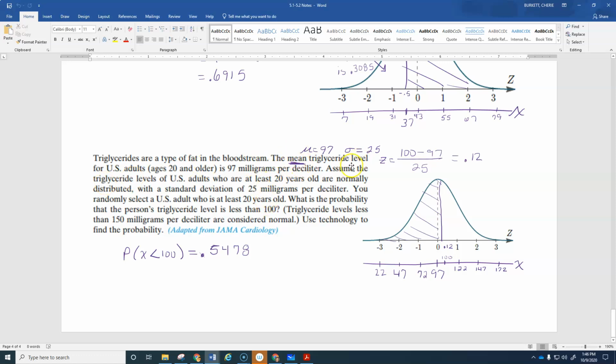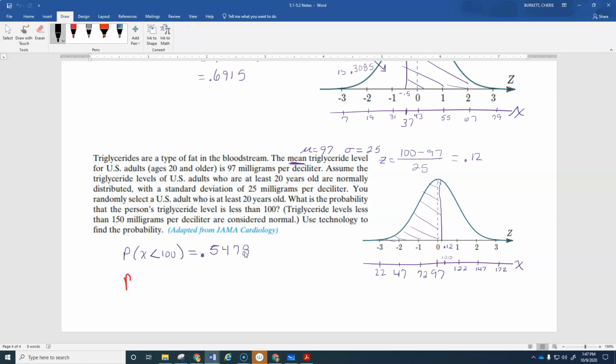And then this last one right here, you read the problem. The average triglyceride level is 97. Normally distributed, they're telling you it's normally distributed. The standard deviation is 25, and they want to know what's the probability that a person's triglyceride level is less than 100. So the probability that X is less than 100. Remember, the probability that X is less than 100 is the same thing as finding the probability that Z is less than 0.12. The z-score that we find will give you the same area as this x-score. And since they wanted the area to the left, there's no subtraction or anything to do. You just simply find the z-score of 0.12 on the table, and whatever it says is the answer.